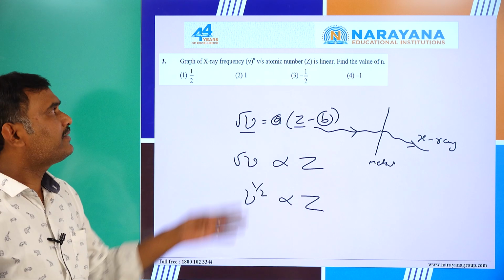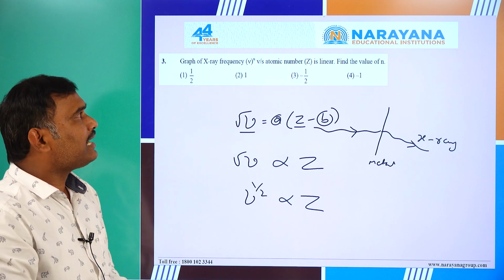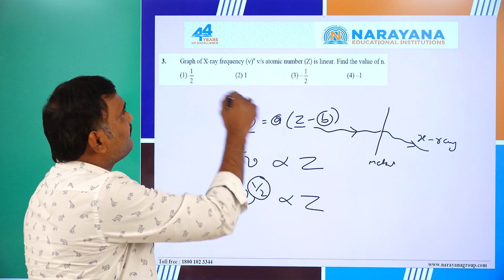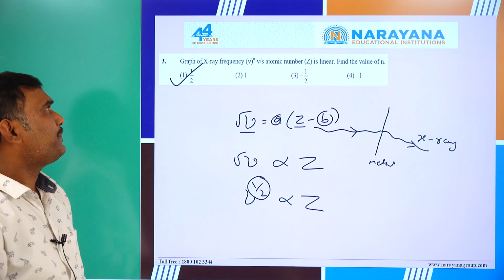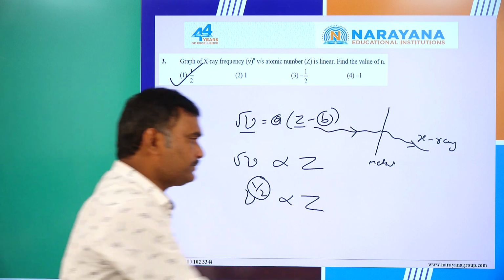Yes, we got the same equation as whatever they asked: frequency power n versus atomic number. Therefore, the n value should be plus 1 by 2. That is the question, students. Now you go for the next question.